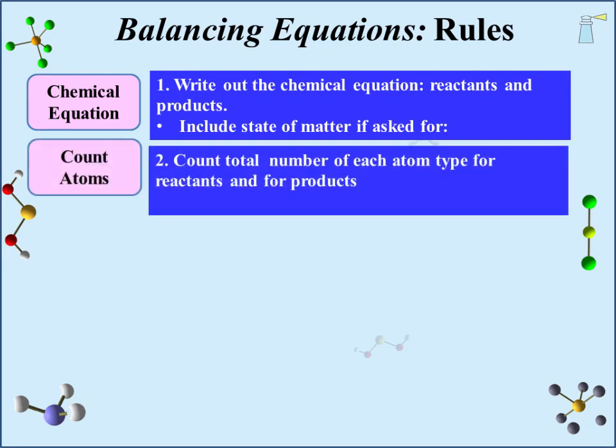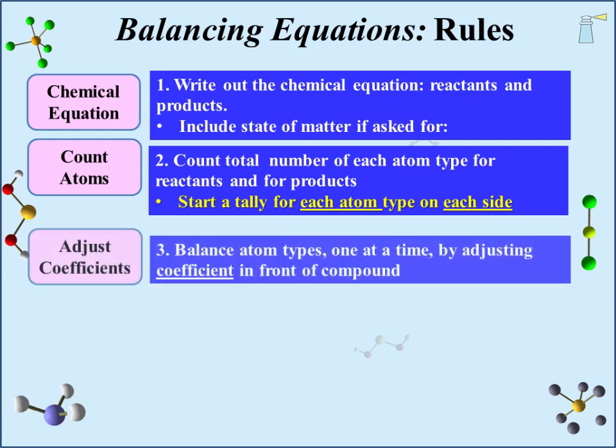Using the equation, count the total number of each atom type for reactants and for products. Additionally, start a tally or a count for each atom type on the reactant side and a tally for each atom type on the product side. Often a table is used to keep track of the reactant tally and the product tally. The equation is balanced when the two tallies are equal.